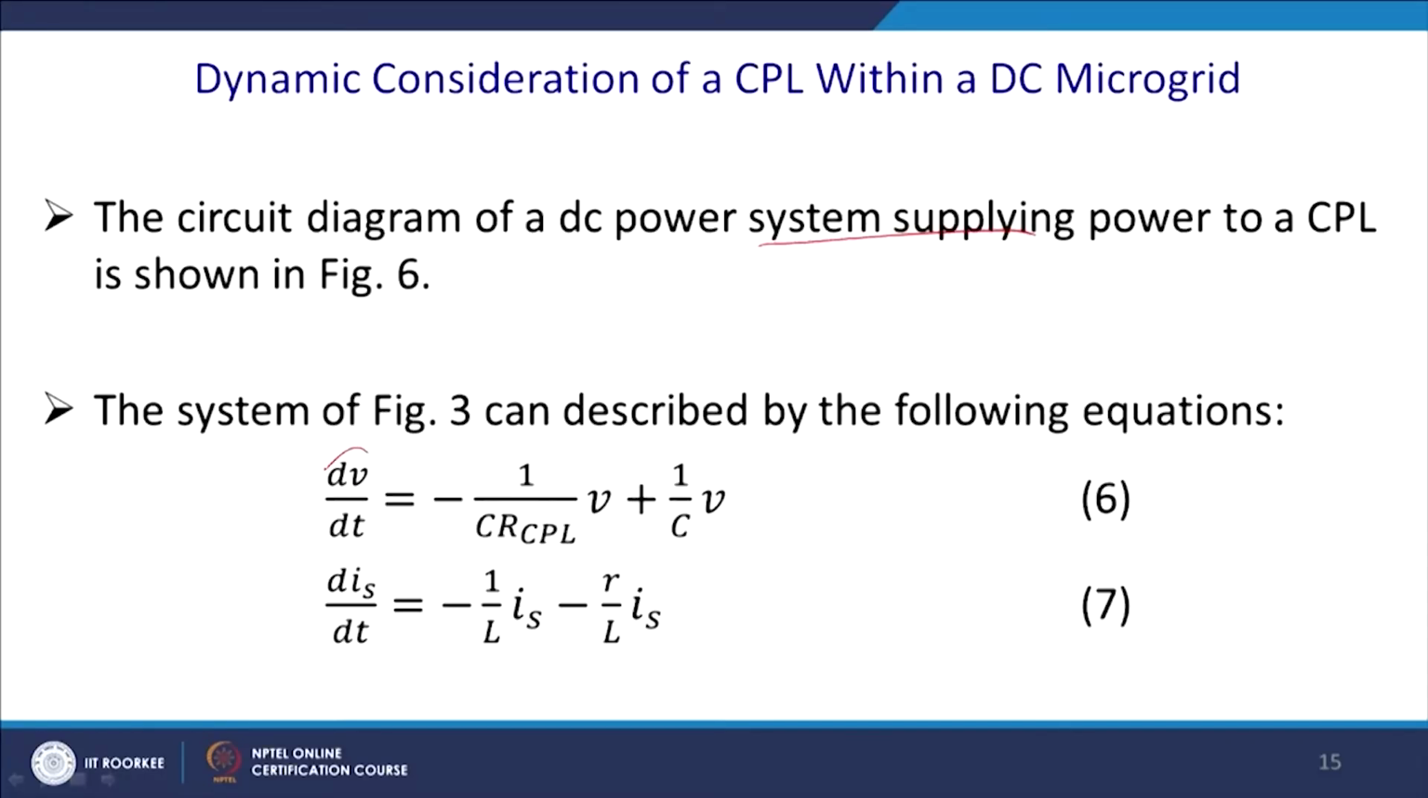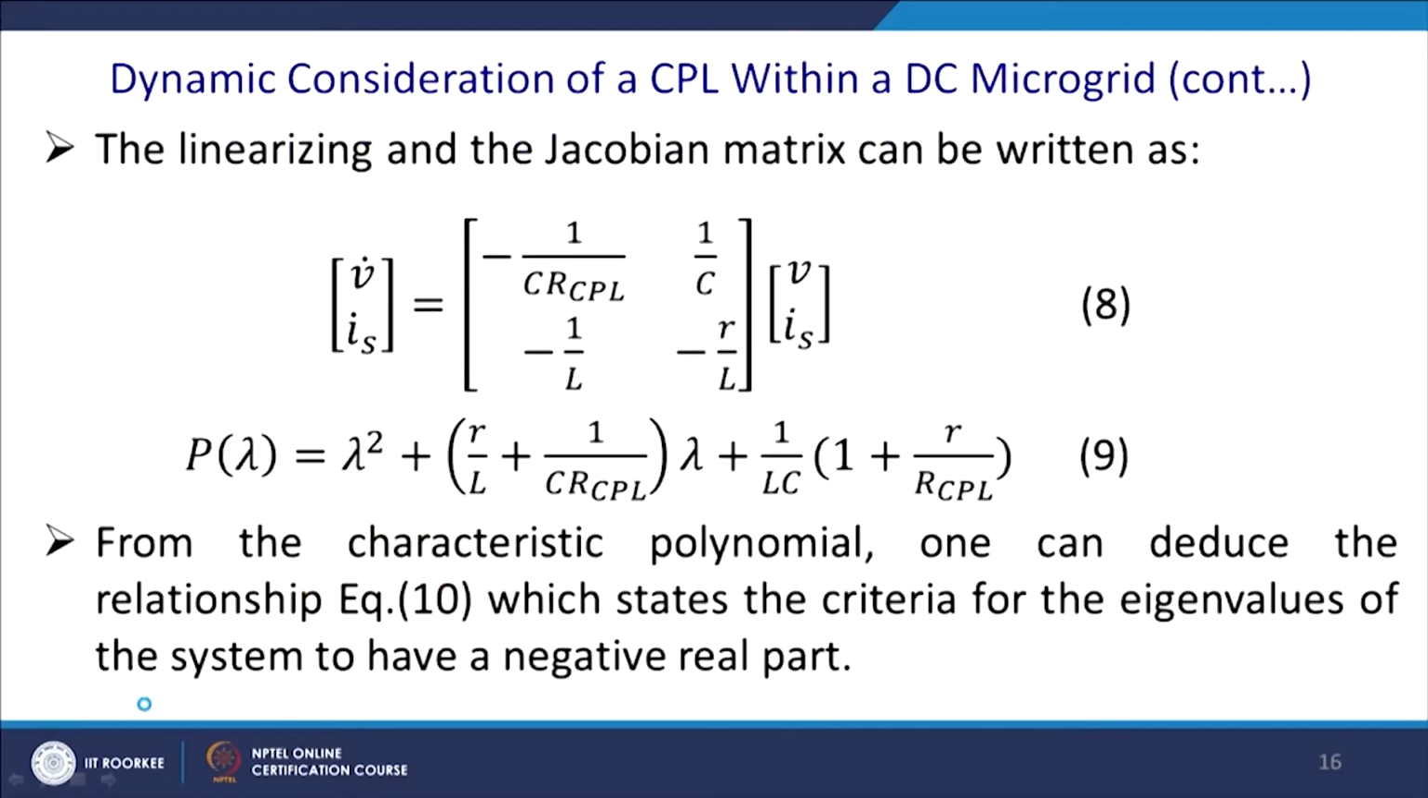And thus this circuit diagram of figure 6 can be represented as dV/dt equal to minus 1 by C R CPL plus 1 by C V, and dI/dt equal to minus 1 by Ls minus R by Ls. So, linearizing with the Jacobian, we can rewrite this equation in state space form, and ultimately Vi and Ii will have this resistance which we have mentioned here, and the capacitor, inductor and RL.